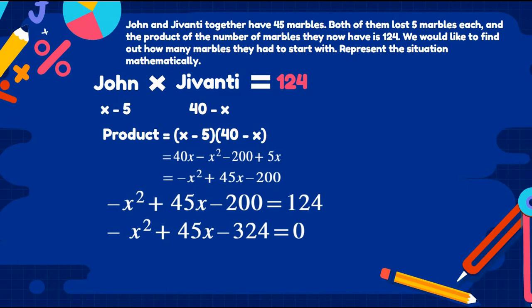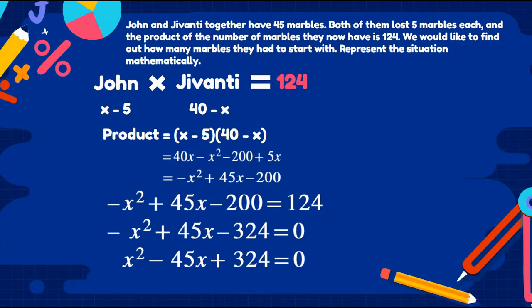If you look at this, we cannot simplify it any further, but we can do one step to make sure that it looks prettier. We can take the minus common from this entire equation and write it as x square minus 45x plus 324. If we take minus common, all the signs present before each term would change. So minus x square has become plus x square, plus 45x becomes minus 45x, and minus 324 becomes plus 324.